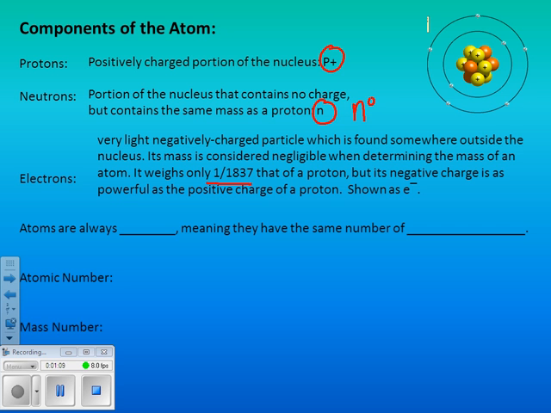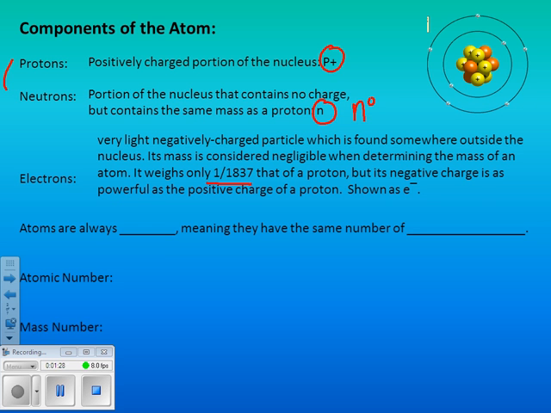So it is way, way smaller than your protons and neutrons. It's so small that it's not even used in calculating the mass. But your protons and your neutrons, these two here, are relatively the same size.